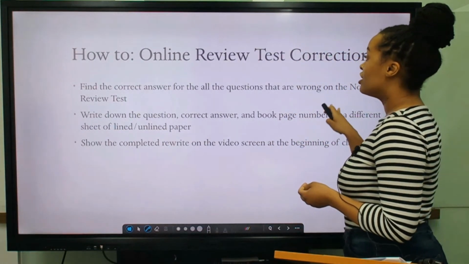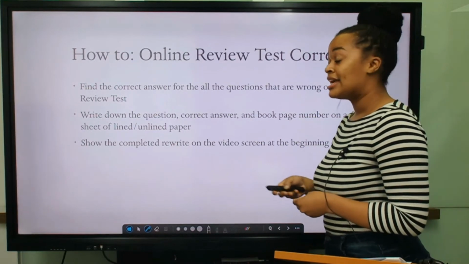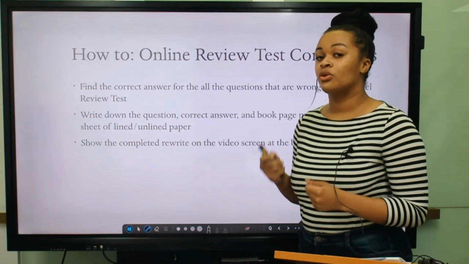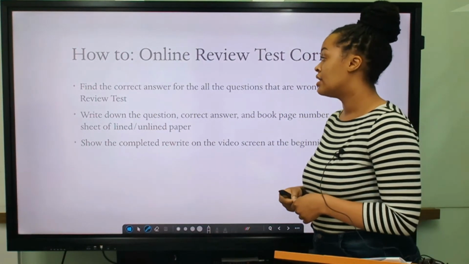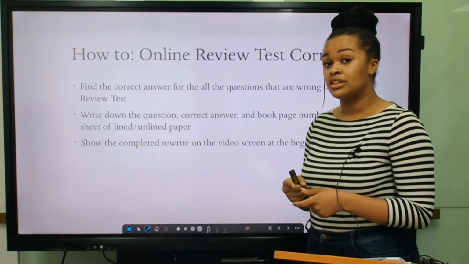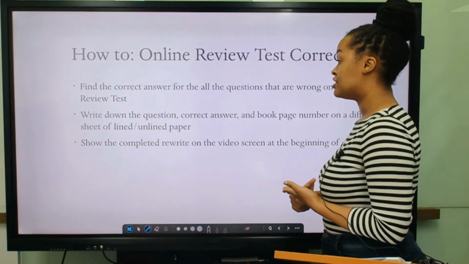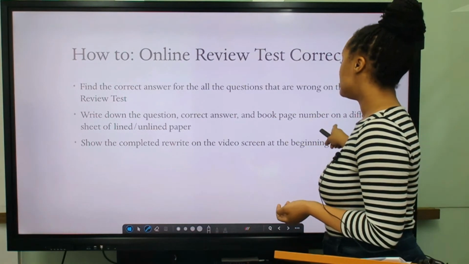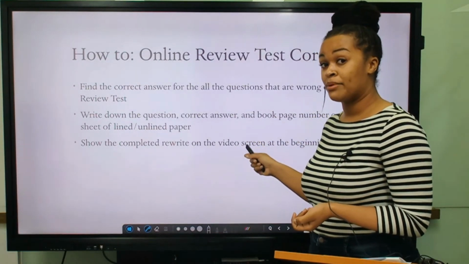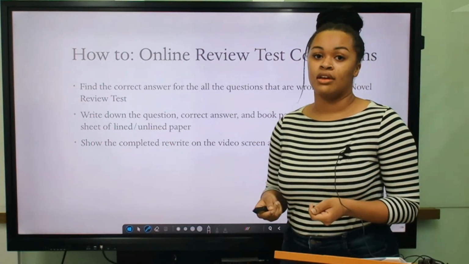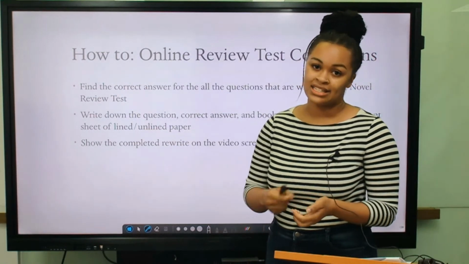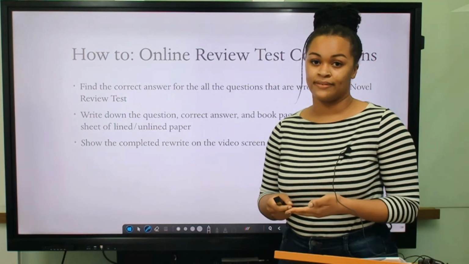To complete their online review test corrections, they have to find the correct answer for the questions that they got wrong. They have to write down the question, the correct answer, and the book page number, and this can be on a different piece of lined or unlined paper, and then they show it. And on the day that they return to KNS, they can receive my signature.